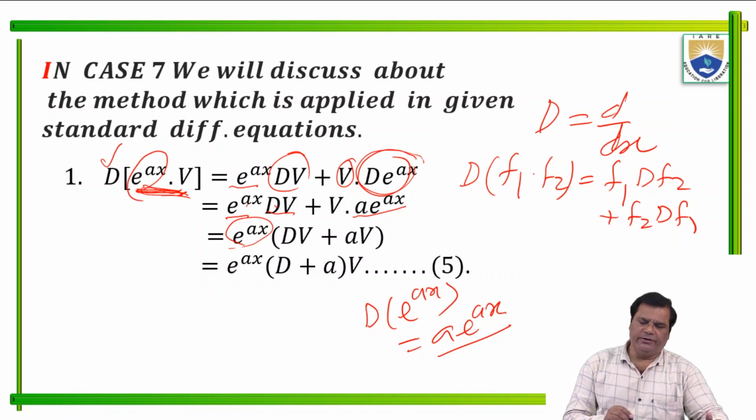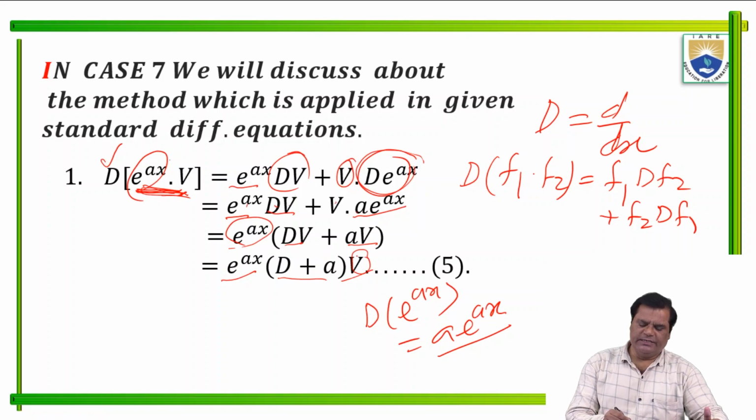So v is differentiated here, and in the other term v is multiplied by a number, so we write a v. So v is the function being differentiated, and v is taken common on the right hand side. If we take v common on the left side, there is a mistake here. So we get e to the power ax, D plus a, into v.